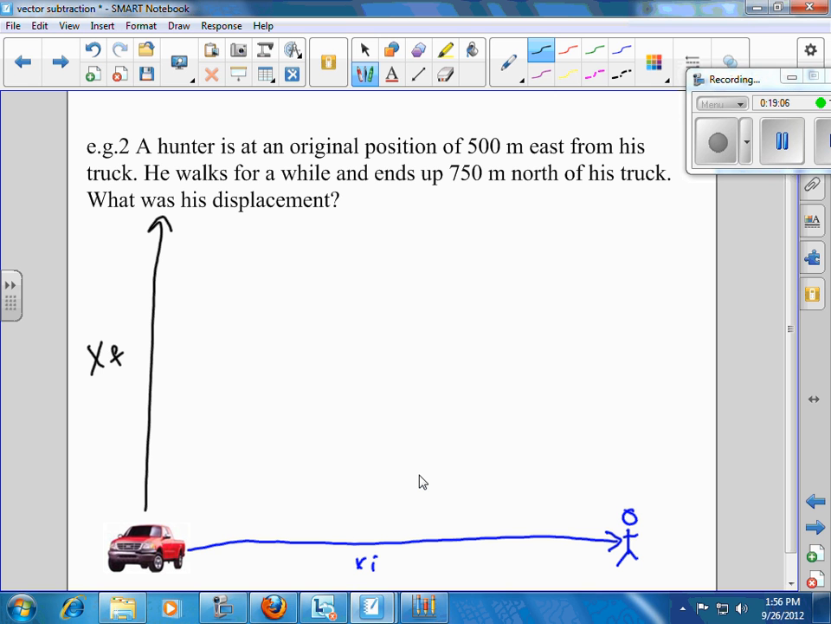Okay? Position vectors. Now, his actual displacement here in red is going to be from there to there. That is his displacement. Did he walk from there to there? That he did do. Okay? But this is not a walking diagram. This is a vector diagram. Looks a lot like a walking diagram.